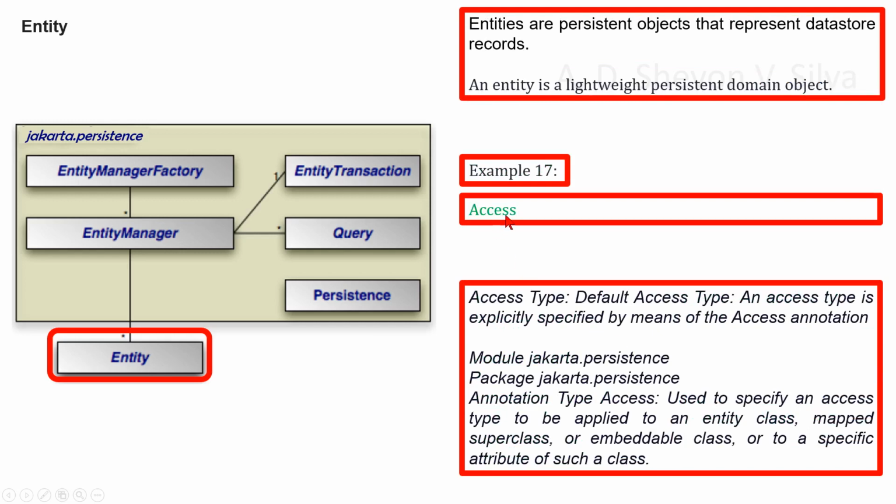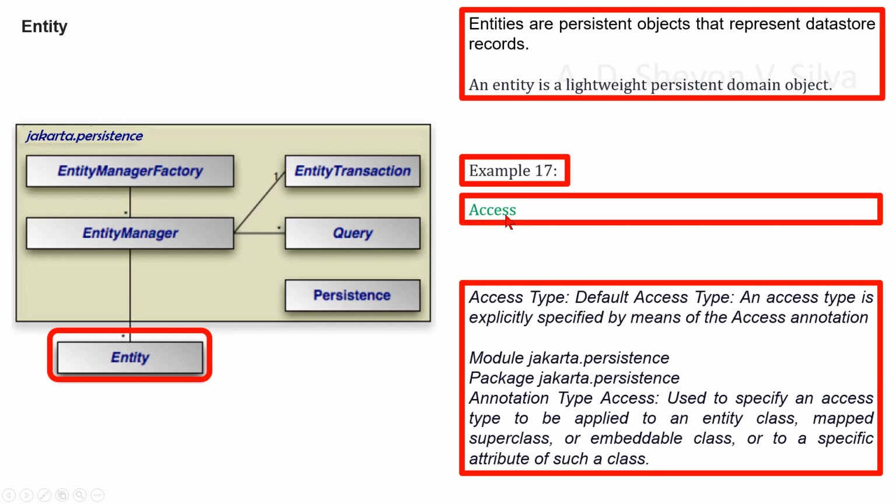Now we are considering the default access type. The access type is explicitly specified by means of the Access annotation. The annotation type Access in package jakarta.persistence is used to specify an access type to be applied to an entity class, mapped superclass, or embeddable class, or to a specific attribute of such a class. By default, a single access type, field or property access, applies to an entity hierarchy. The default access type of an entity hierarchy is determined by the placement of mapping annotations on the attributes of the entity classes and mapped superclasses of the entity hierarchy that do not explicitly specify the access type. The access type is explicitly specified by means of the Access annotation.